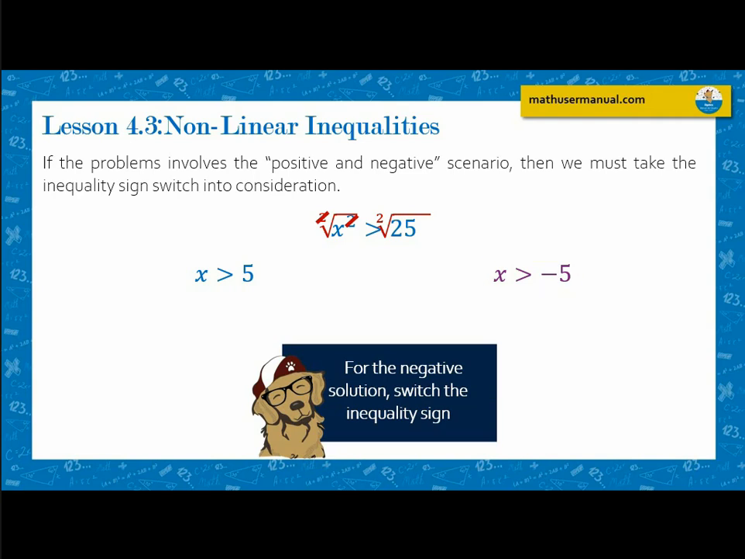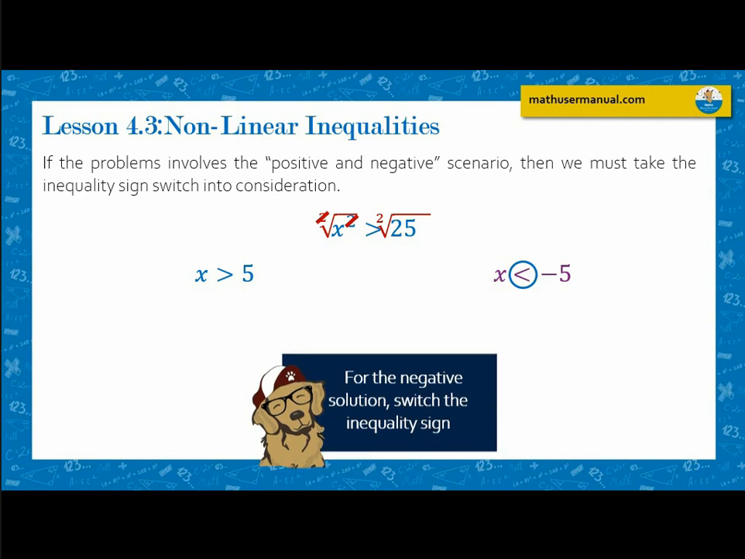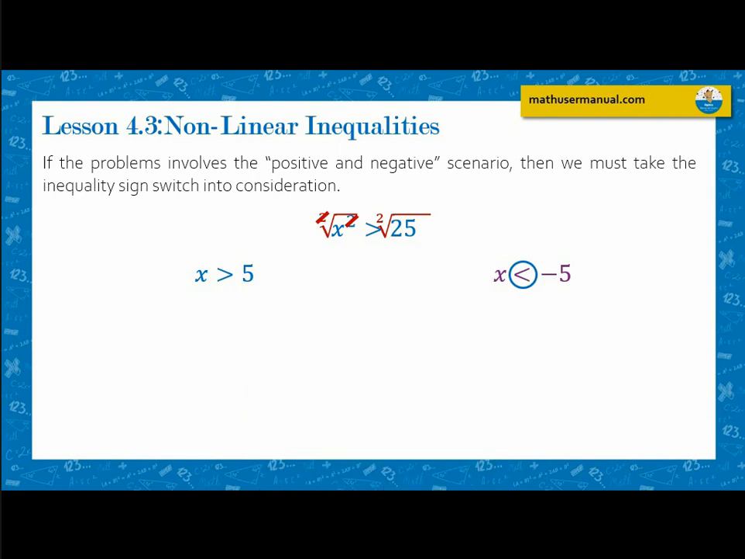So x being greater than negative 5 is the negative solution. And what we have to do is take that inequality sign, which says x greater than negative 5, and flip it to the other side. So now x is smaller than negative 5. For the positive solution, we don't do any changes. For the negative solution, we must change the inequality sign. And yes, this could be the final answer, but remember, we have to state what some possible answers are.